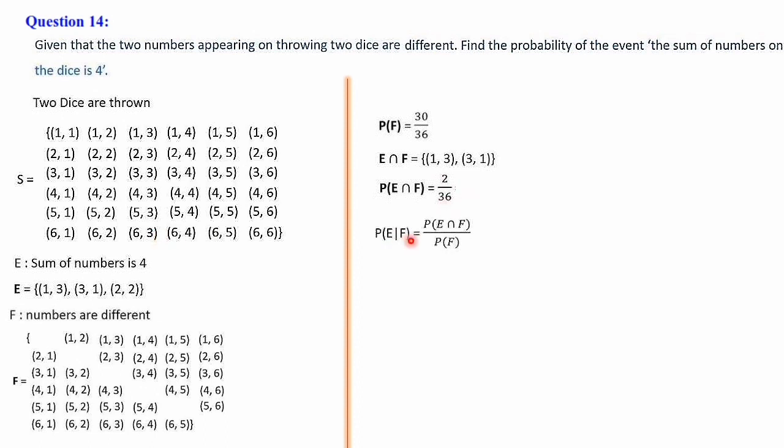So P of E given F is equal to P of E intersection F by P of F. This is the formula, and when we substitute, P of E intersection F is 2 by 36, divided by the probability of F, which is 30 by 36. 36 and 36 can be cancelled, and we get 2 divided by 30. When you cancel 2, we get 1 divided by 15. So the required probability is 1 divided by 15.